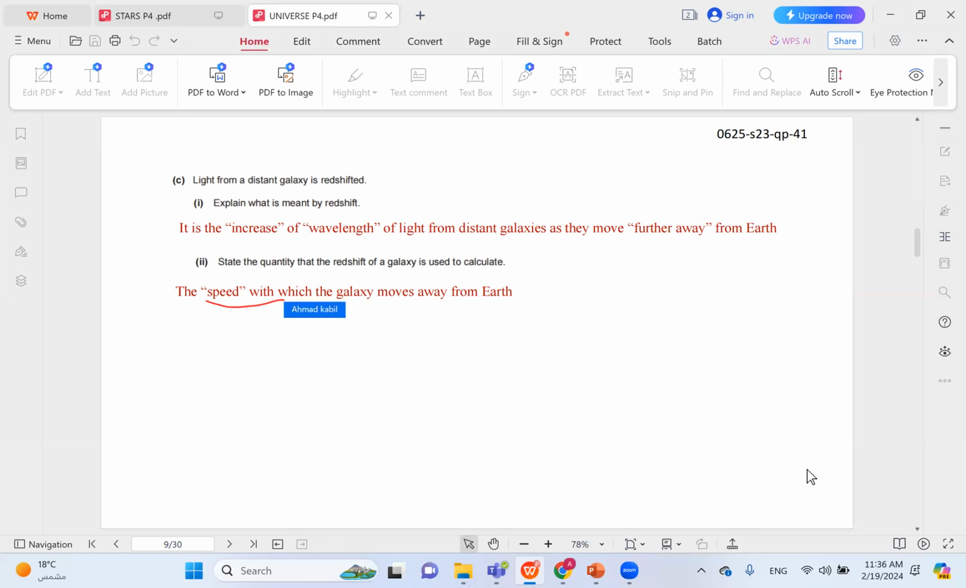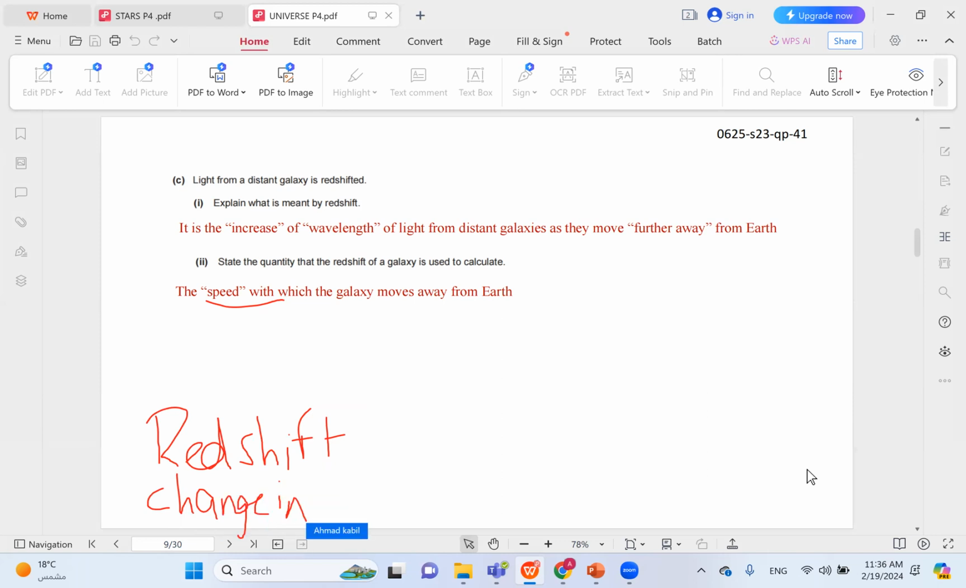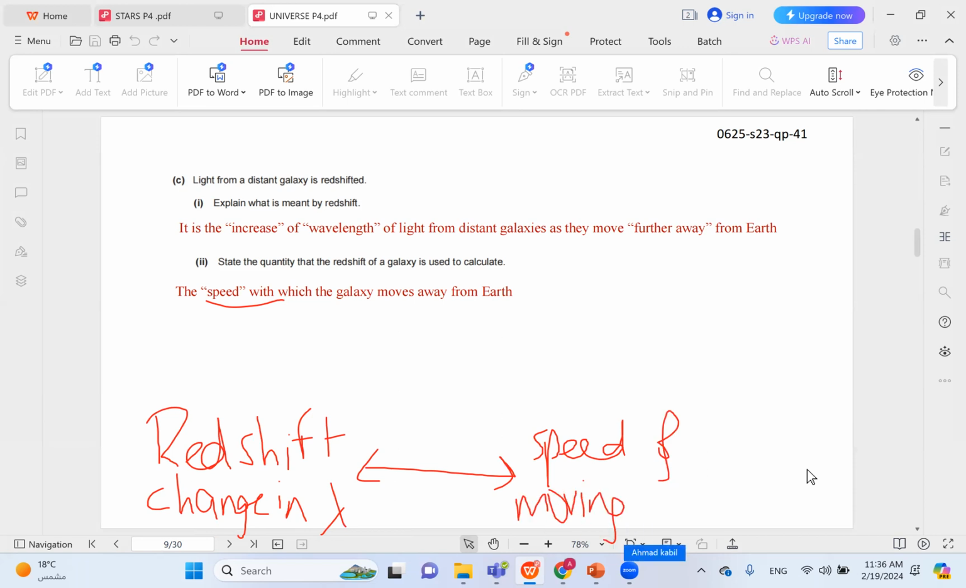So you should understand that redshift, or change in wavelength, are used to calculate what? The speed of moving galaxies, moving away from Earth in a sense.